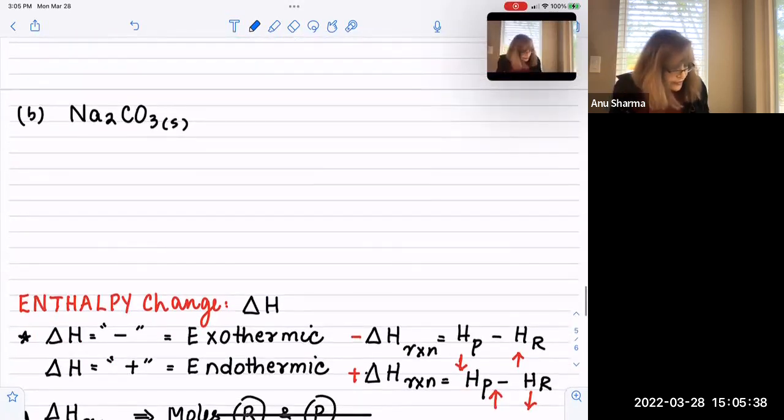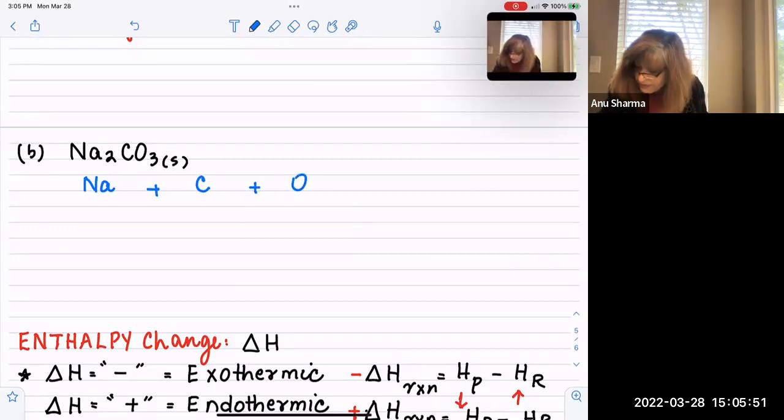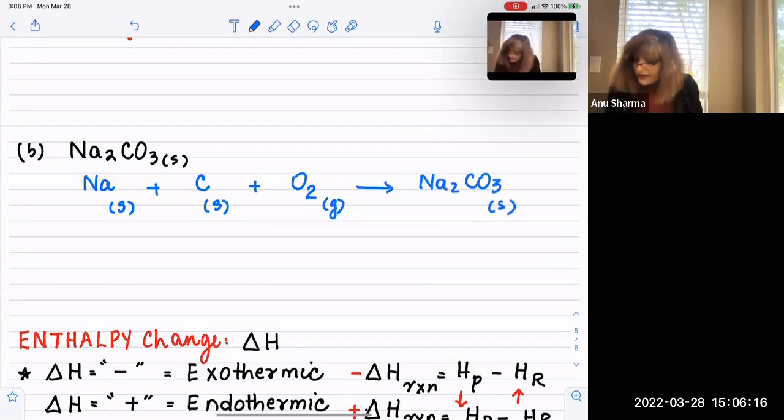Next is for Na2CO3. Na2CO3 is made up of sodium, carbon, and oxygen. Remember that the natural state of oxygen is O2, and it exists in a gaseous state. Carbon is in a solid state as graphite, and sodium exists in a solid state in nature. And this whole thing gives you Na2CO3 as a solid.